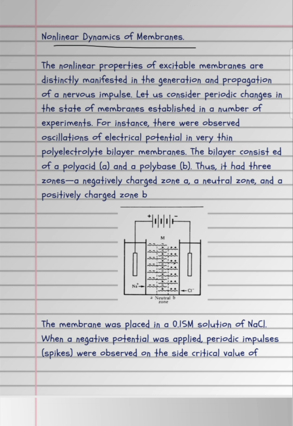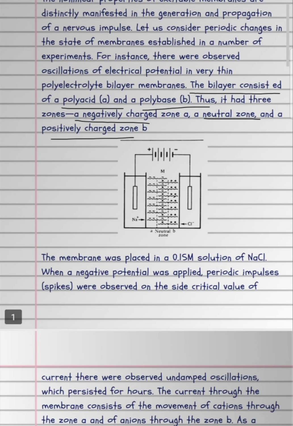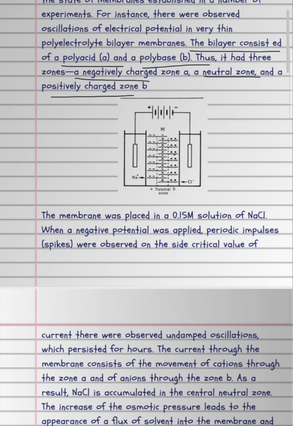For instance, there are observed oscillations of electrical potential in very thin polyelectrolytic bilayer membranes. The bilayer consists of a polyacid and a polybase. Thus, it can have three zones: first, a negative zone, a neutral zone, and a positive zone. You can see in this diagram also there is a negative zone, positive zone, and the neutral zone.